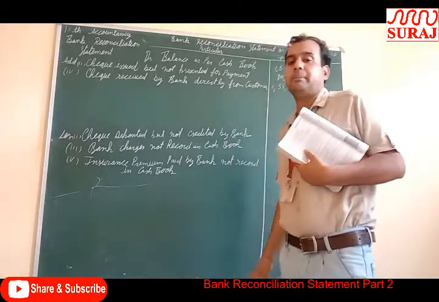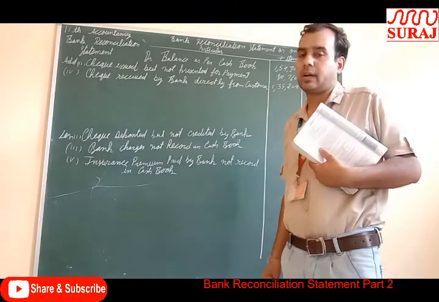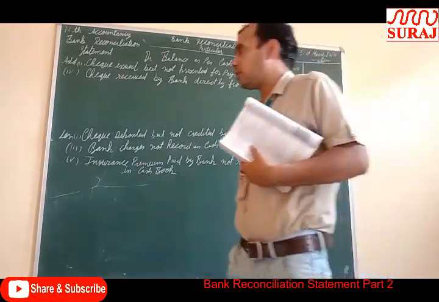Dividend income collected by bank, then your passbook will increase. Cash book, not recording, remains the same. To reconcile it, you should increase the cash book.